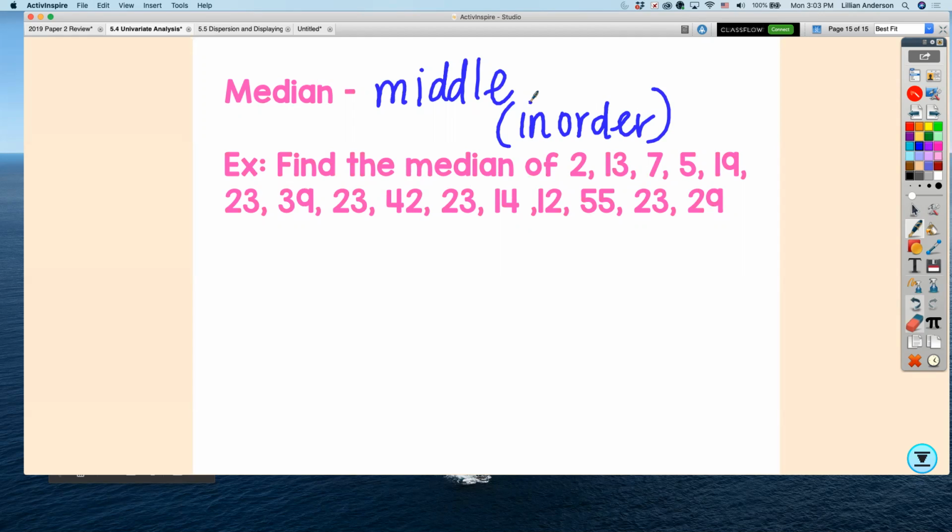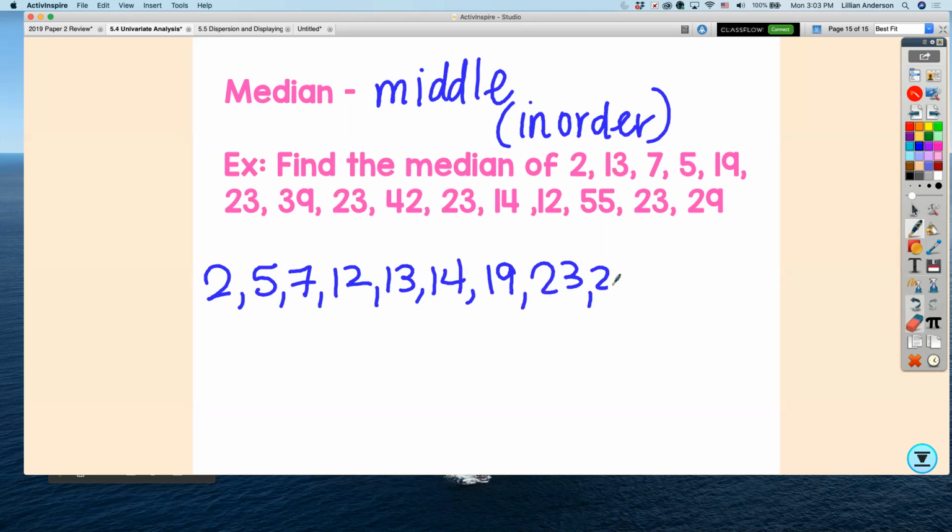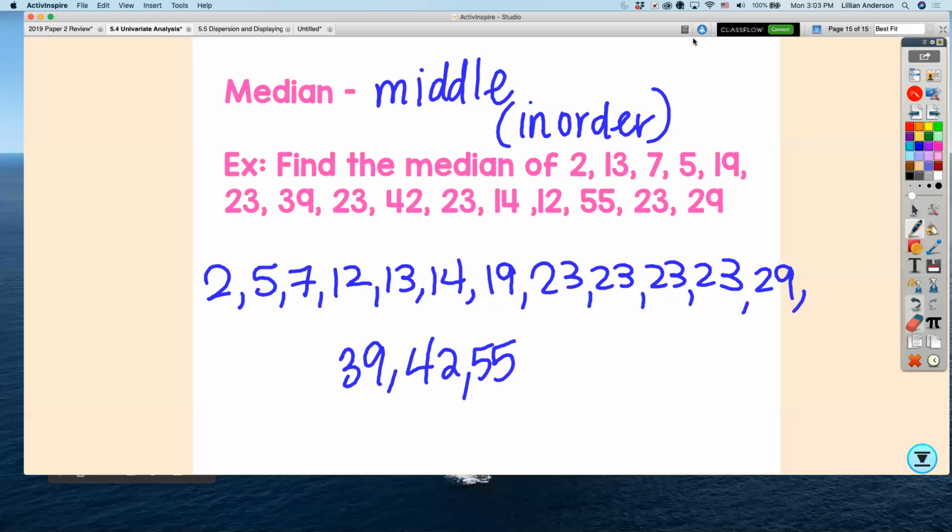So if it's not in order, like this data is, you want to put it in order. Okay? So that's going to be 2, 5, 7, 12, 13, 14, 19, 23, 29, 39, 42, and a 55. Put all your data in order. And then old school, this is what y'all used to do. You used to take one away from each end. Take away the largest value and the smallest value, and you would continue to cancel out numbers until you reached the value in the middle. So my median would be 23.